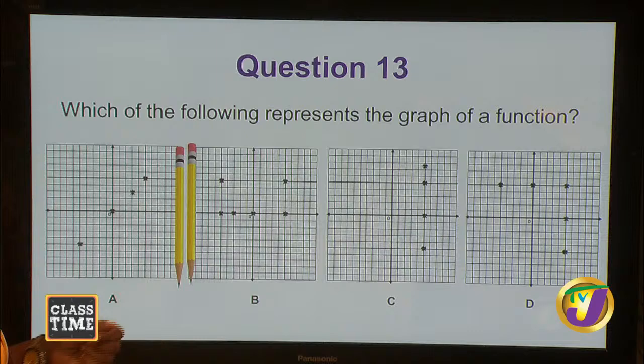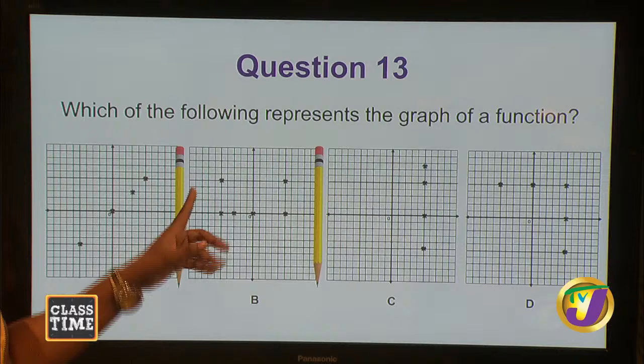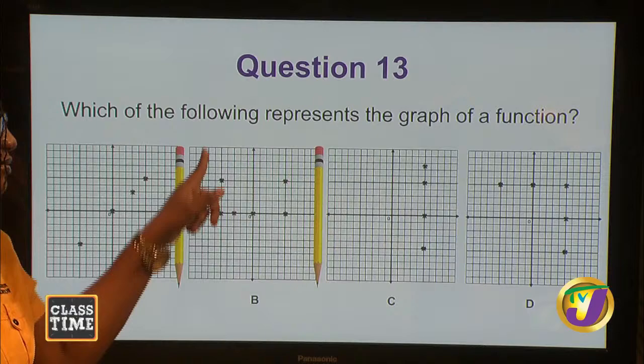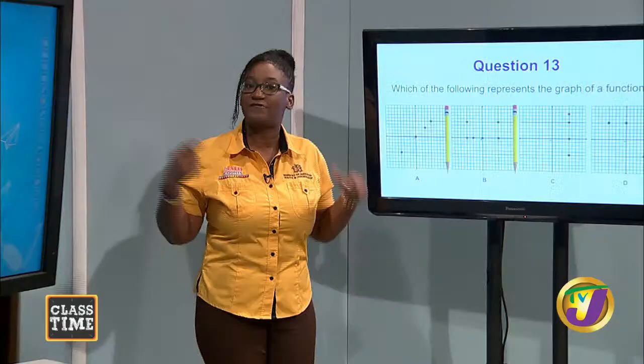So we notice here, Latoya, that right at this point, there is a single X value matching two different Y values. As we're passing the pencil across, we'll notice that it will pass these two points at the same time. And we see the same thing happening out here. Failed the vertical line test.